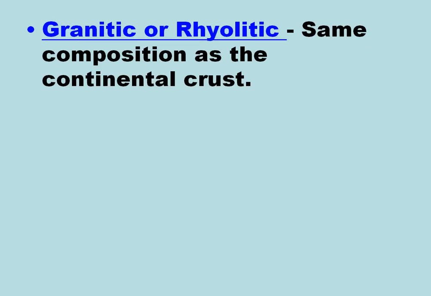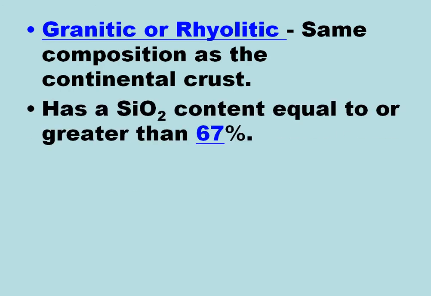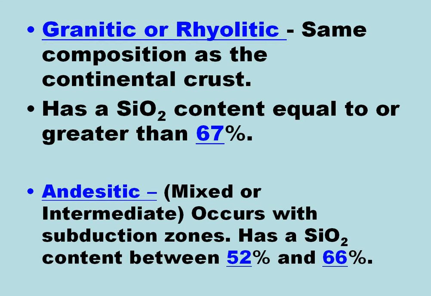Now a different type of lava is granitic or rhyolitic lava. Same composition as the continental crust. This tends to have a lot more silica. Typically it's greater than 67% silica. Now this lava can be pretty hot. It tends to be anywhere from 650 to 800 degrees Celsius, where your basaltic type lava tends to be the hottest lava at about 1,000 to 1,200 degrees Celsius. Now this type of lava tends to be your chunkier lava.